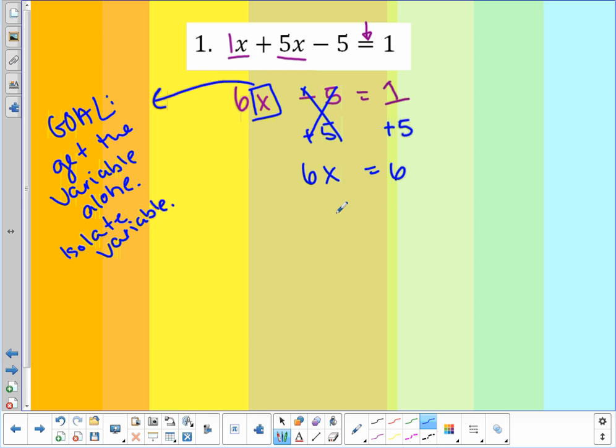Then the last thing that I need to do is get rid of this coefficient. Now 6 and x are being multiplied, so I need to use division to cancel it. I always want to do the opposite operation. Like up here where I had subtraction, I added. Here I have multiplication, I'm going to divide. So again, whatever you do on the left, you have to do on the right. So I get rid of those 6's and I have x alone. Yay, that's my goal. Now I need to simplify over here, and 6 divided by 6 is 1. So that is the answer to that equation.